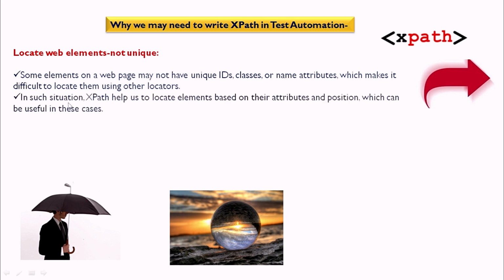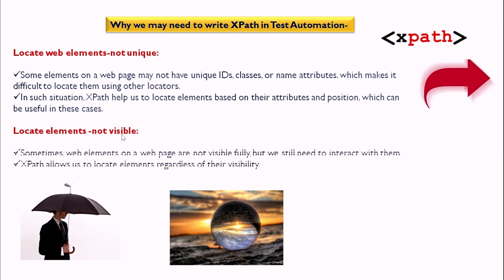Second, in some situations XPath helps us to locate the element based on its attributes and position, which can be useful in these cases. So in such situations, we can go with the XPath locators. Second point is to locate elements that are not visible. Sometimes the web elements on the web page are not fully visible, but we still need to interact with them. We can say it's a hidden element on the web page that we still want to interact with. In such situations, XPath allows us to locate the element regardless of its visibility.